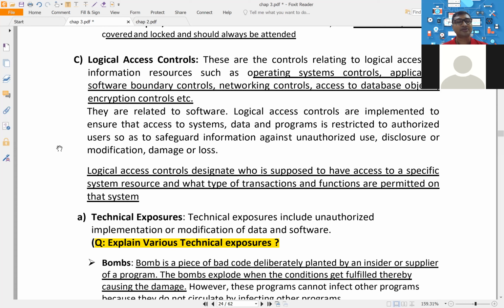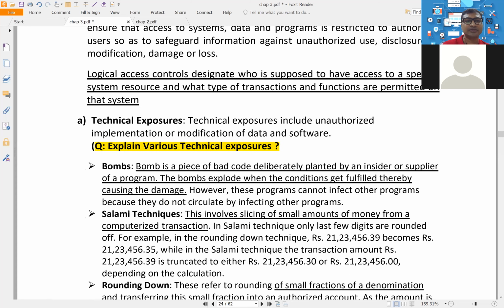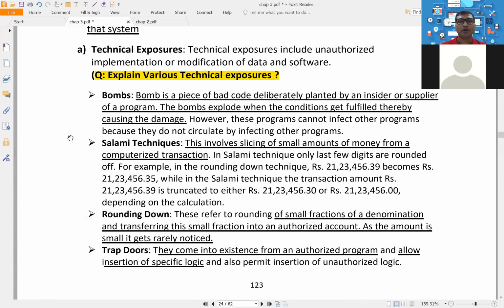Now I told you that in logical access control, there are three parts. First, what are the different ways through which anyone can compromise our data? Then who does all those things? And then the third part was controls. In environmental and physical access control, they have directly given controls. They have not given any briefing. But in logical access control, it is a little bit of a big topic, correct? So first, you can see our first question is technical exposures. Remember bomb, a piece of bad code. When it gets activated, it will start damaging. Salami and rounding down. See the diagram.